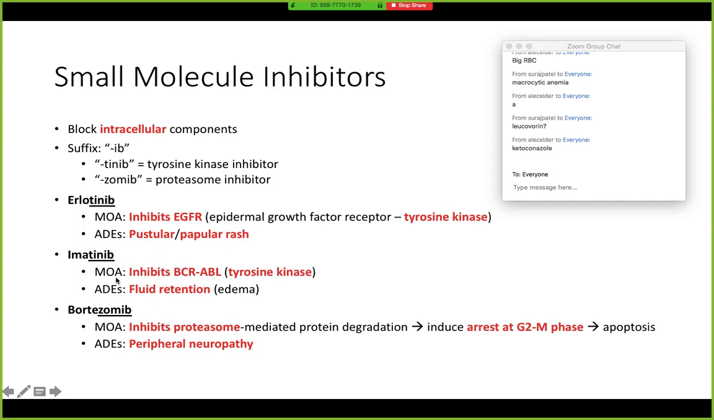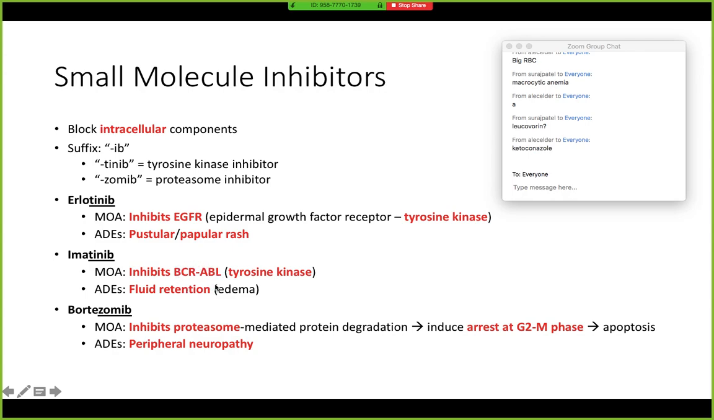So these two especially have unique adverse effects. With erlotinib, you can see a pustular or papular rash, and then with imatinib, which inhibits BCR-ABL, you may see fluid retention. So I feel like this was talked about in MFM1.